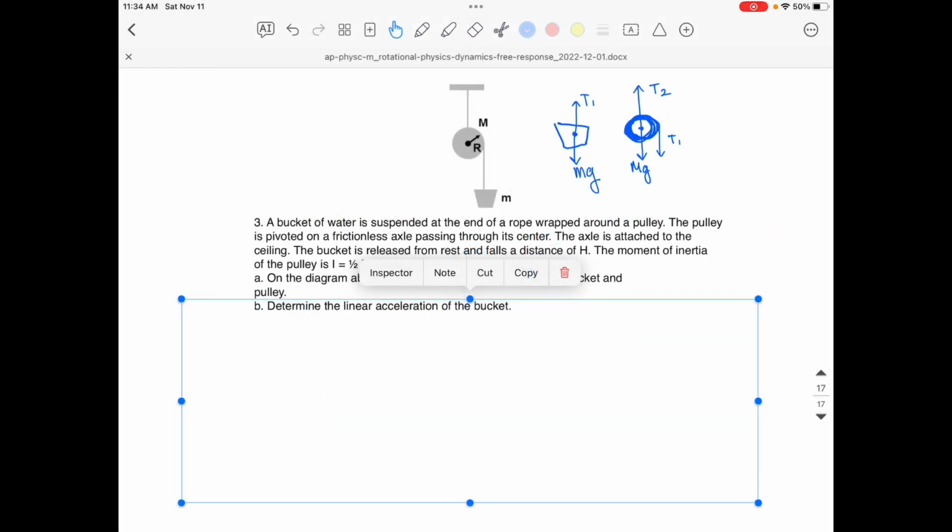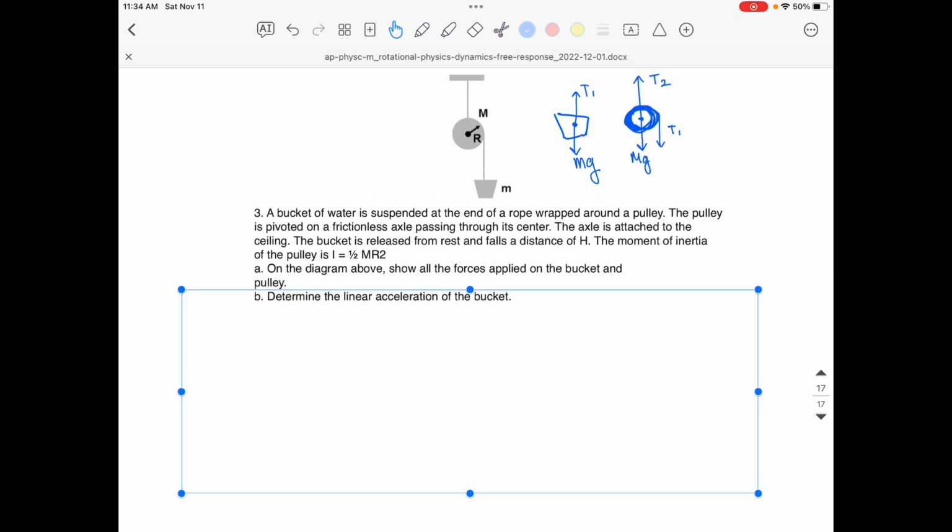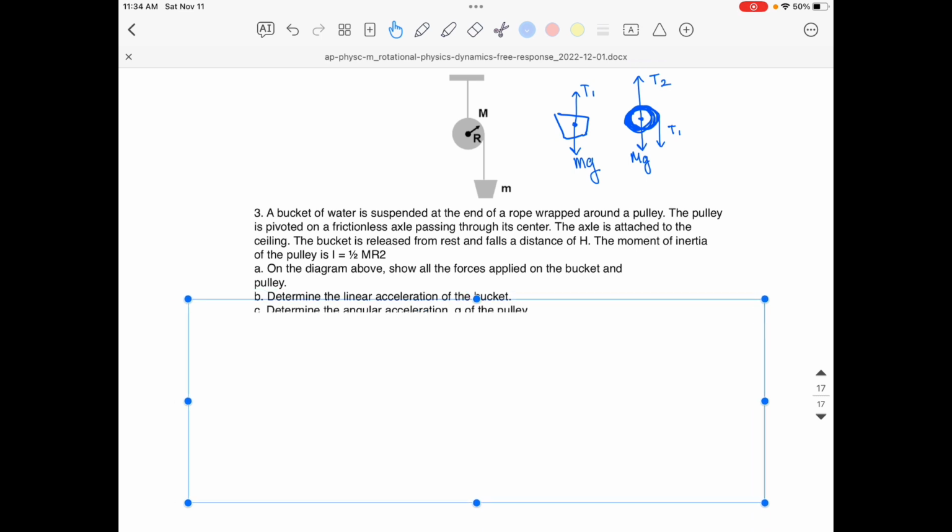Okay, so in this next question, I just transferred the force body diagrams to this new page so I had more room, and I'm trying to find the linear acceleration of the bucket. I know that linear acceleration is going to be the same as the acceleration that the pulley rotates. So I'm going to use the sum of the forces for the bucket first.